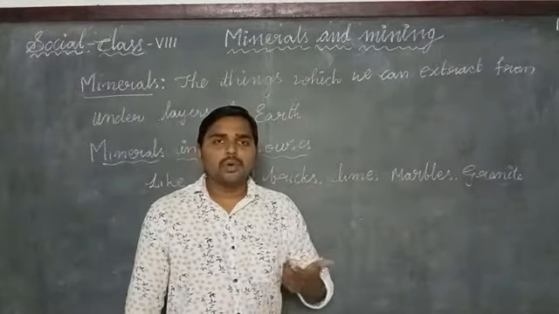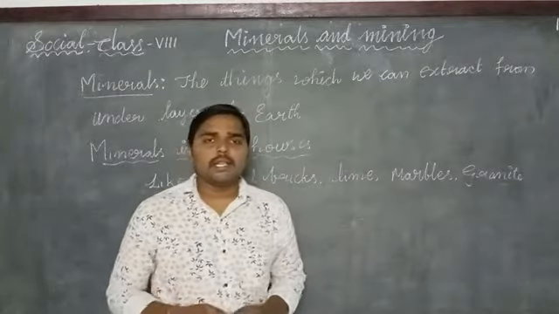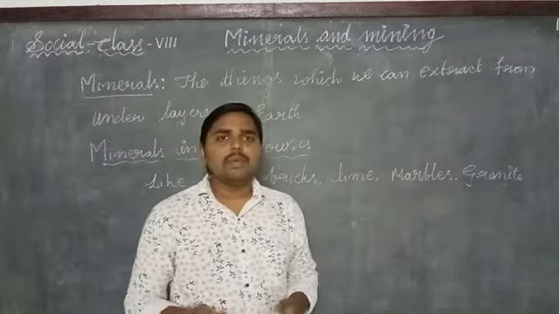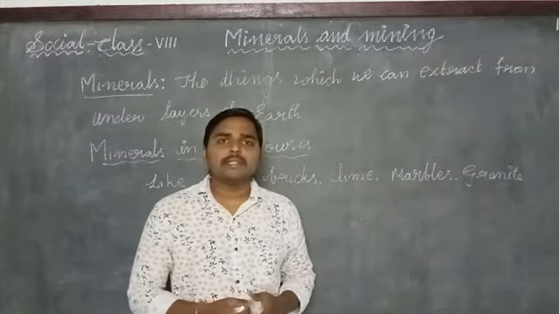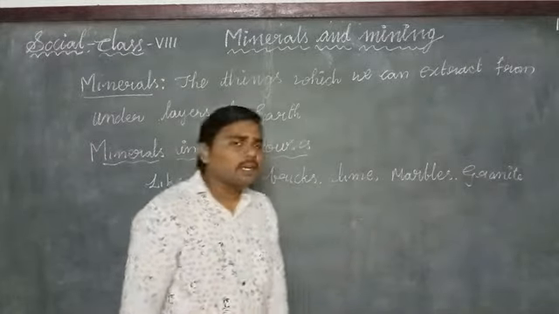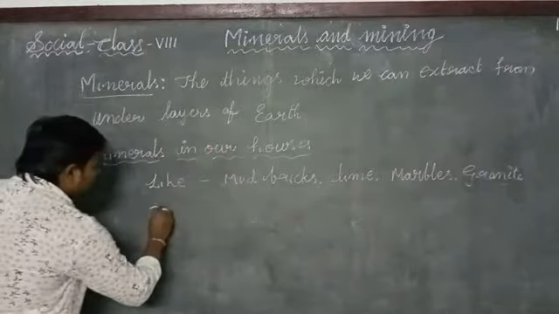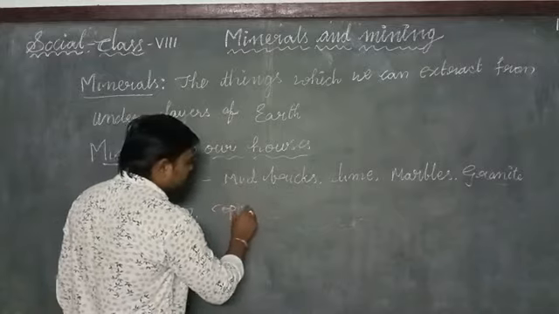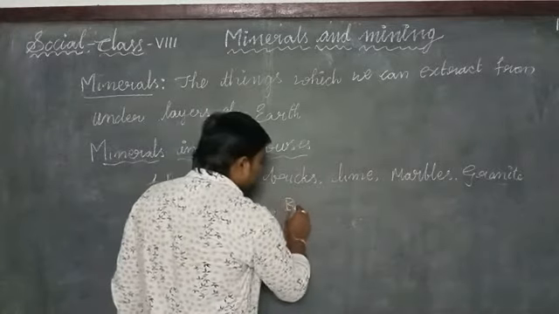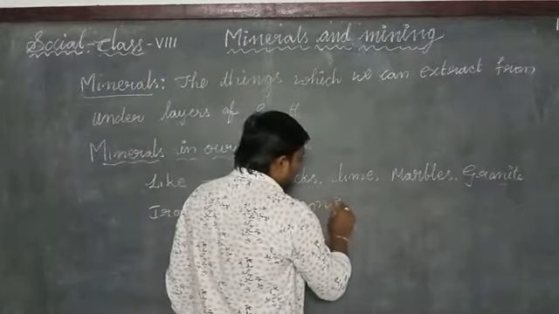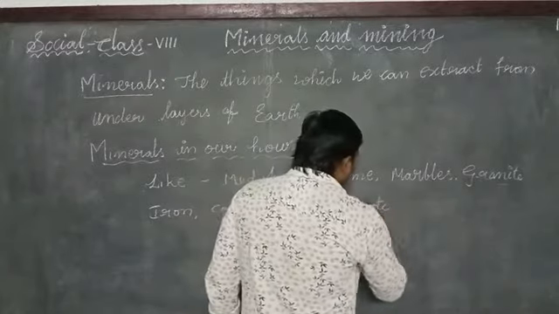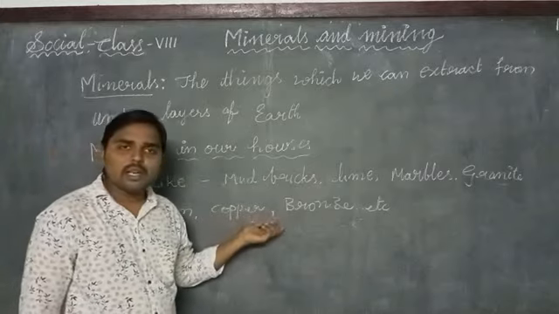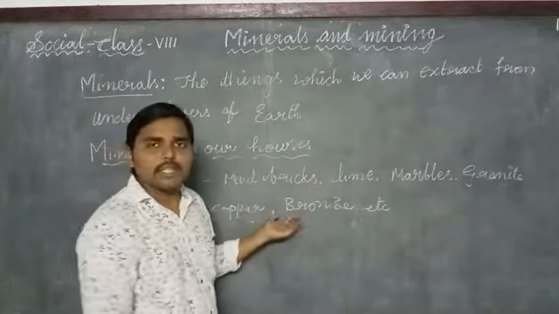Suppose if you go around your house and search for minerals, generally we can see so many metals which belong to minerals, that are iron, copper, bronze, and so on. These are the different types of metals which belong to minerals. These are also extracted from under the layers of the earth.